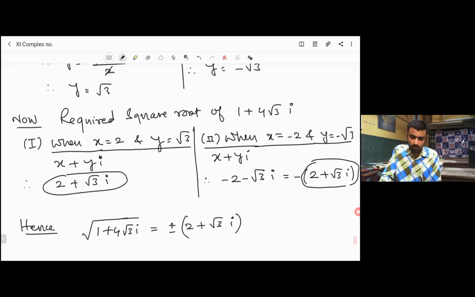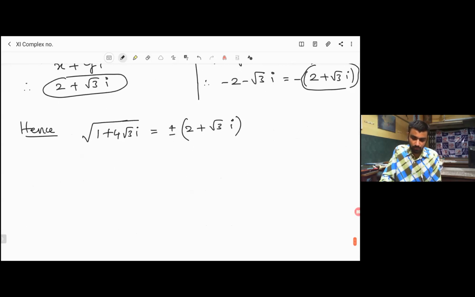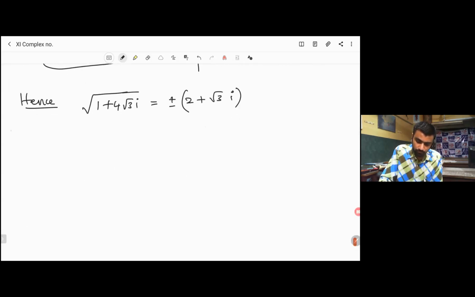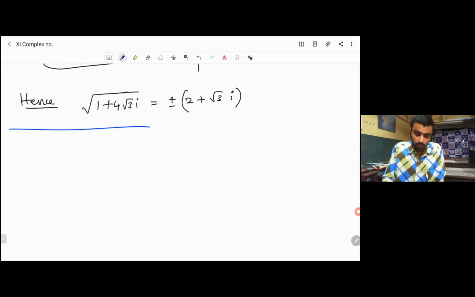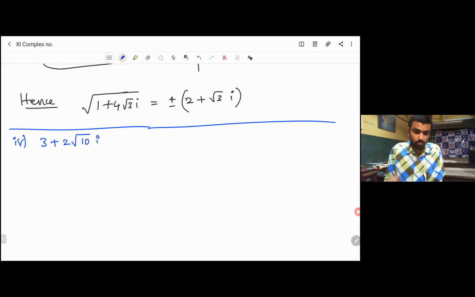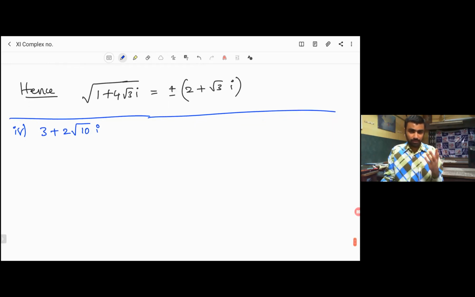Let's take further next question, number 4. नंबर 4, हमें किसका स्क्वायर रूट फाइंड करना है? What is the question? 3 plus 2 root 10i. मोस्टली सिमिलर टाइप का हो गया, इसके आप देख लो थर्ड जैसा ही हो गया. Let's start, because we need to have proper practice. ठीक है ना, but the method वही है.